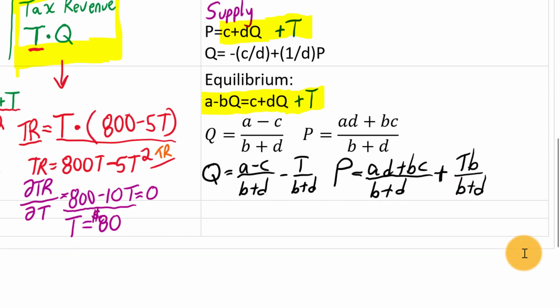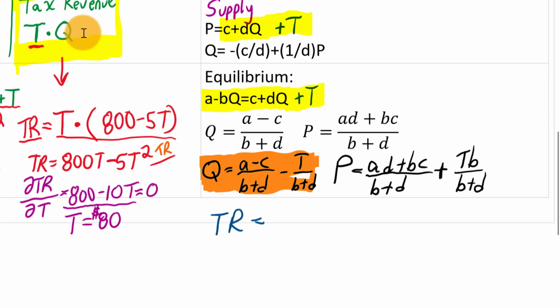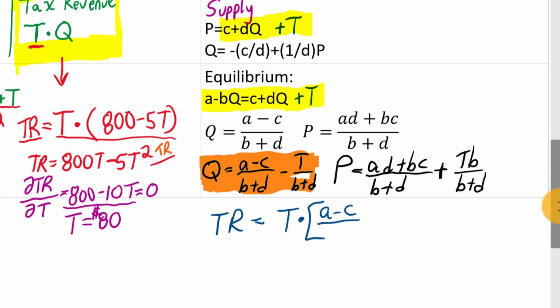Now comes the fun part. Now that we have an expression for the equilibrium quantity when we have a tax involved, and we know that tax revenue is the same thing we were looking at before, this T times Q, right? So we're going to do the same kind of expression we did before, except what we're doing now is a little more powerful, a little more general. So tax revenue is the tax level times Q. So we want to multiply that times this equation over here: A minus C over B plus D minus T over B plus D.